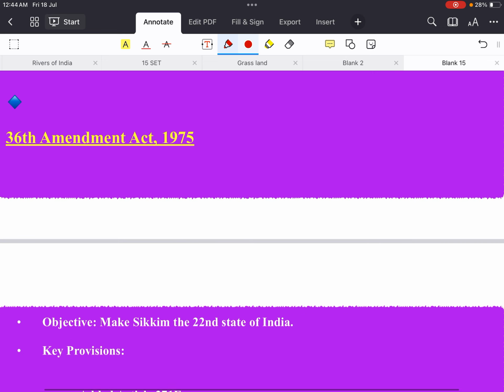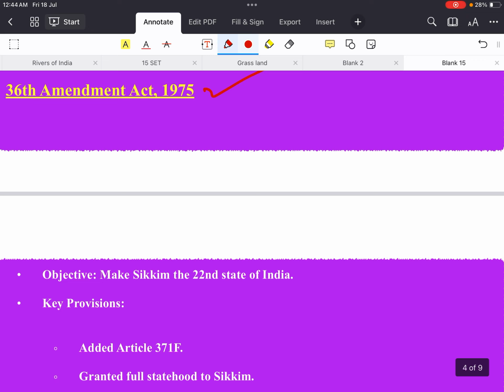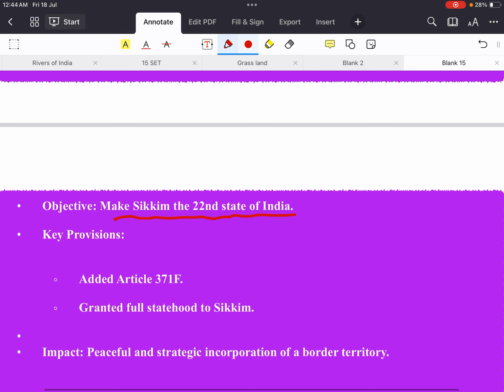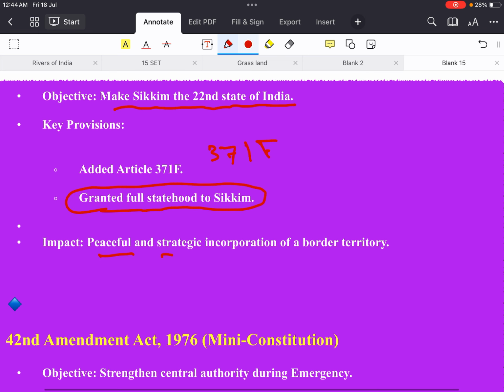Okay, then comes the 36th Constitutional Amendment Act 1975. What is the objective? Make Sikkim the 22nd state of India. What were the key provisions? Added Article 371F and granted full statehood to Sikkim. What was the impact? Peaceful and strategic incorporation of a border territory.